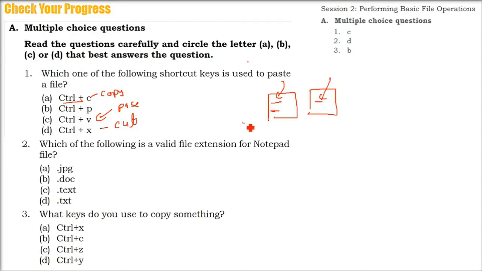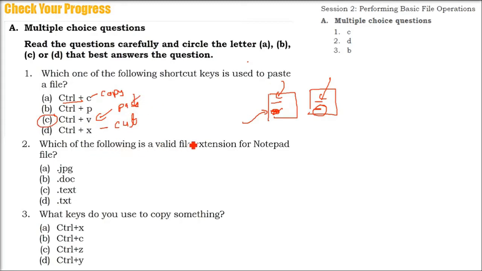This is Control C. Control X is, when you do Control X, that file will be deleted from here and will be pasted somewhere else. Control C will not remove that file. It will be in 2 locations if you paste it somewhere else. So the answer here is C. This is Control V is for pasting.